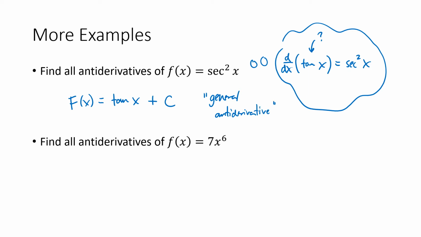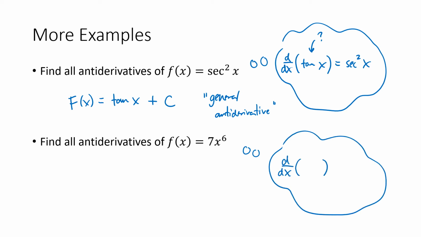What about 7x to the 6th? Again, the way that we're thinking about this is we want to think, what would I have to take the derivative of so that the answer would work out to be 7x to the 6th? Thinking about our knowledge of derivatives, doing a little bit of trial and error, we would see that it's x to the 7th. When we take the derivative of x to the 7th, the 7 comes down, 7 minus 1 is 6, we're using our power rule there, and so our capital F of x here would be x to the 7th, again, plus a constant, because adding that constant doesn't change the derivative.